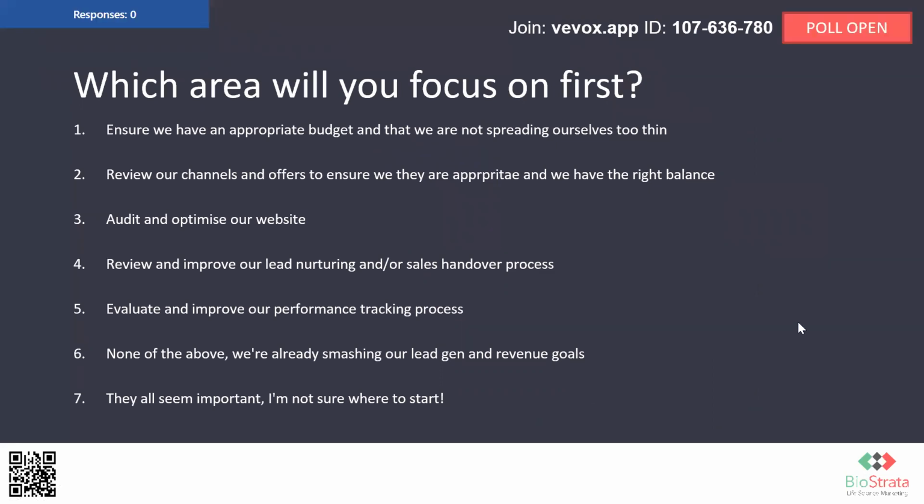Are you going to focus on ensuring we have got the appropriate budget and we're not spreading ourselves too thin? Reviewing your channels and offers? Are you going to audit and optimize your website? Are you going to improve your lead nurturing and sales handover? You're going to look at performance tracking? You're going to do none of the above because your lead gen's already super magic and your revenue goals are smashed, and so actually your efforts are going to be elsewhere? Or they all seem important and I don't know where to start.